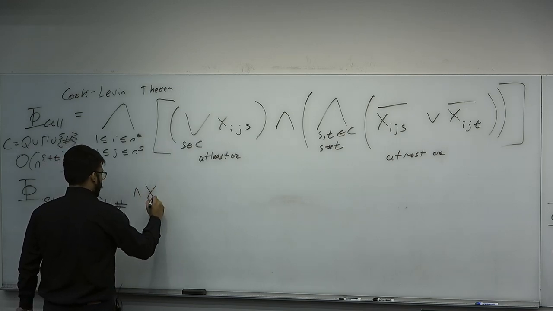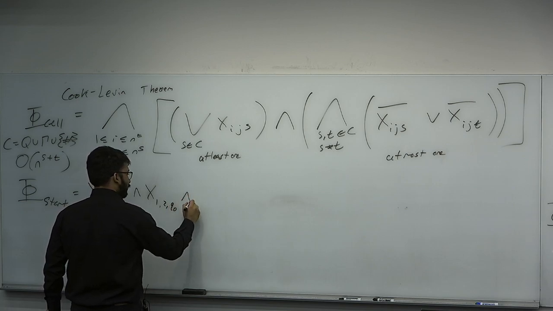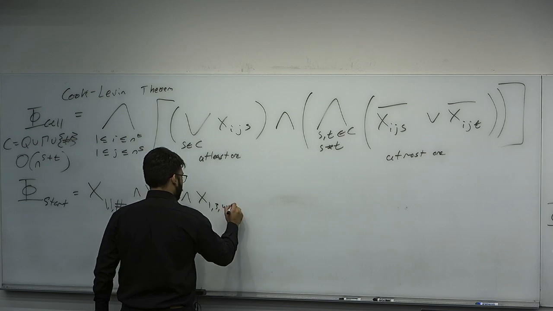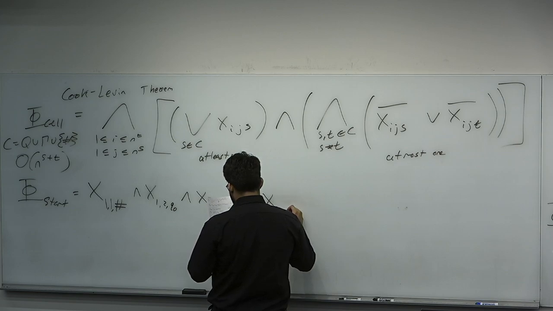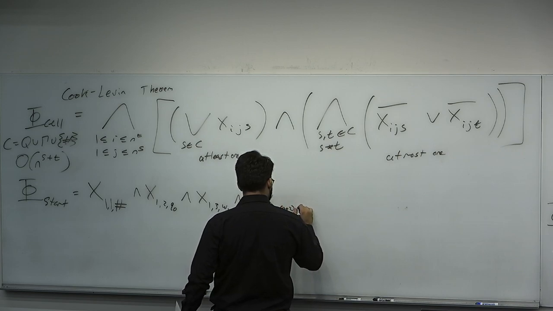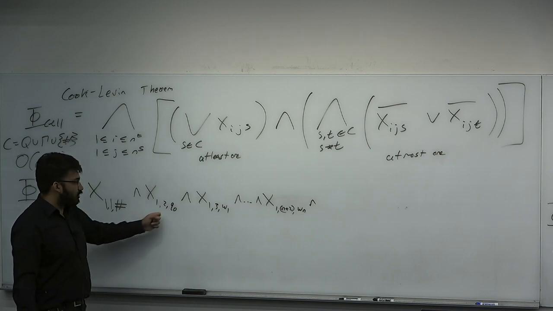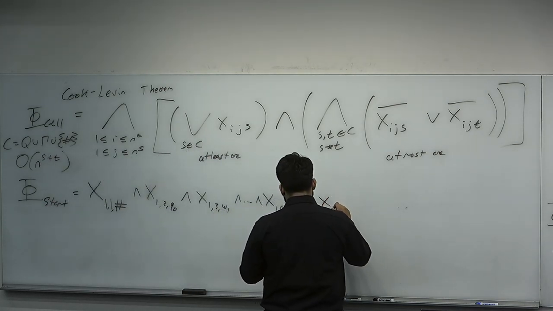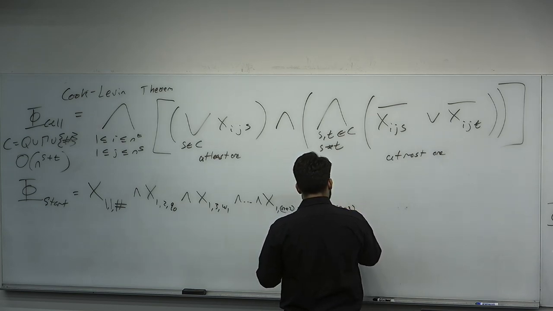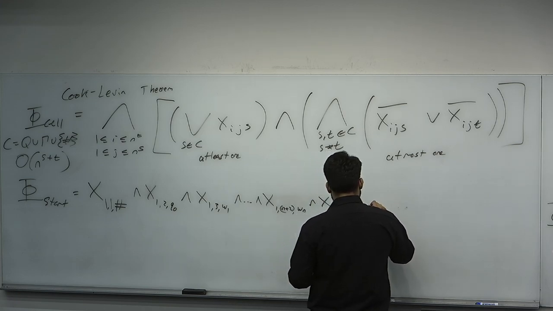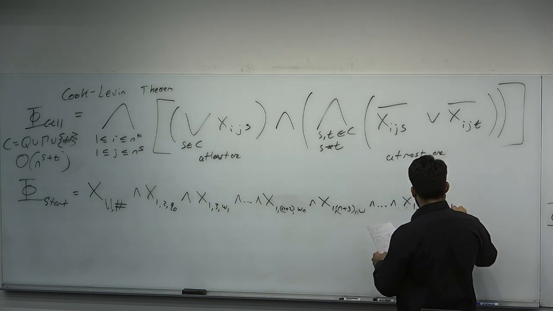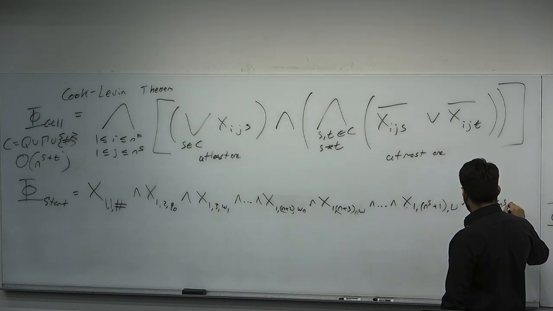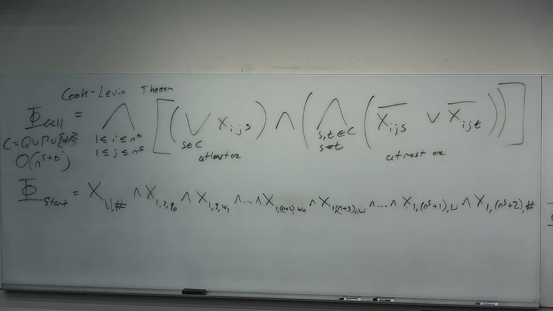What you're going to do is just hard code the first initial configuration in there. X_{1,3,w1}, and X_{1,n+2,wn}, right? So this ensures that it's hashtag, q0, w1 to wn. Then it ensures that you have a sufficient amount of blanks, polynomially many: X_{1,n+3,blank}, and so on up to X_{1,n^s+1,blank}, and X_{1,n^s+2,hashtag}, right? Something like that. Just hard code the first row. Base case done.